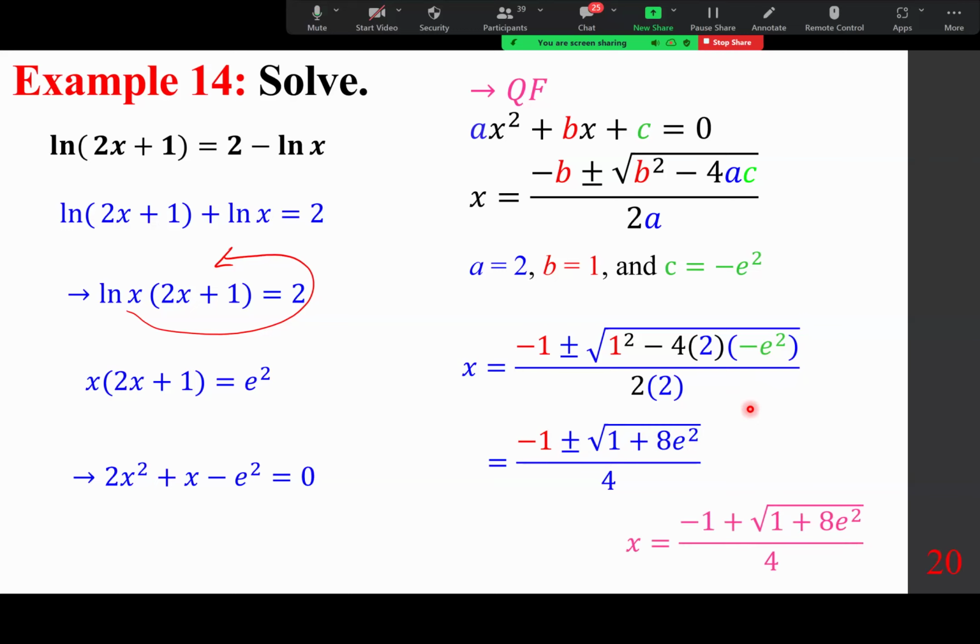Why is that? Because x can't be negative. It can't even be 0. This one says x must be larger than 0. This one says x must be larger than negative 1/2. Okay, but we go with that one. In any event, it doesn't work. There are two answers. One of them is acceptable.